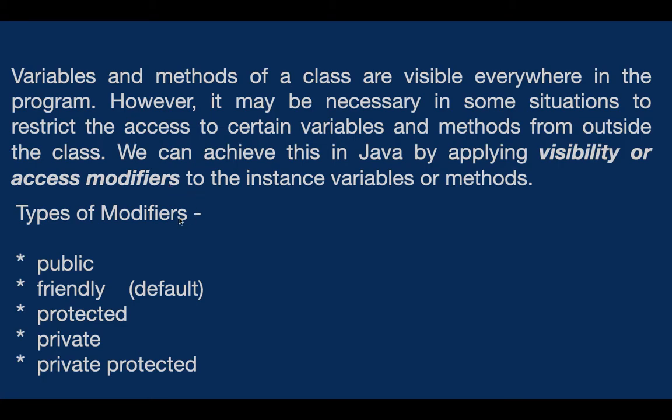So basically the types of modifiers or accessibility control, we can also say, are public, friendly, which is the default, then protected, private, and then private protected. In the next slide we are going to see each of them.